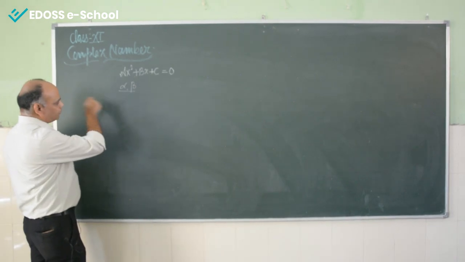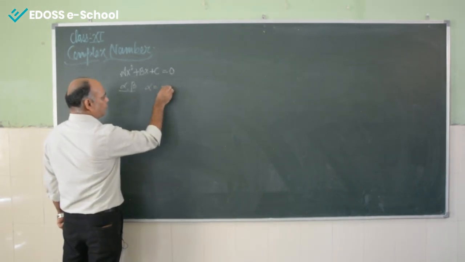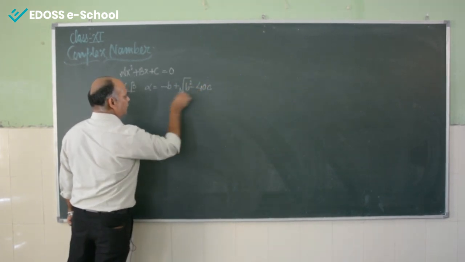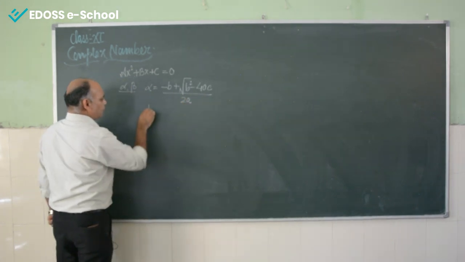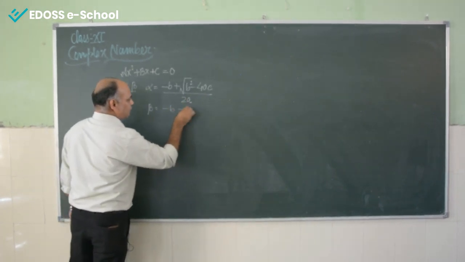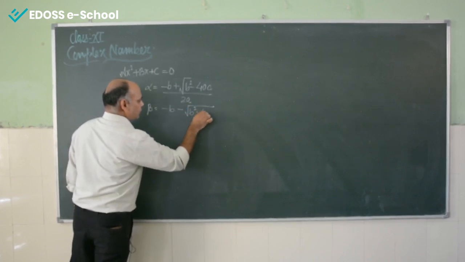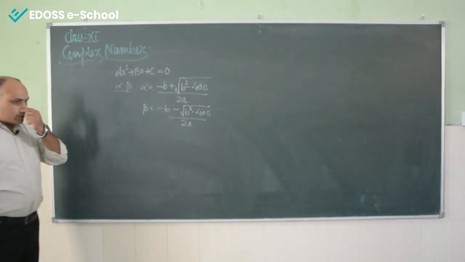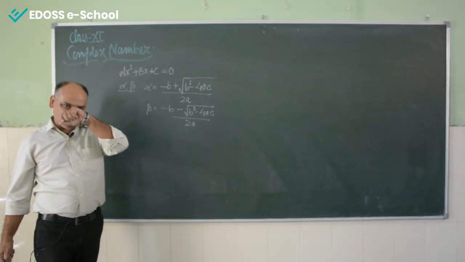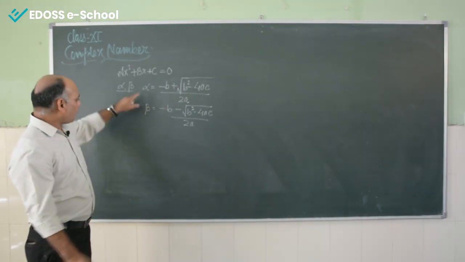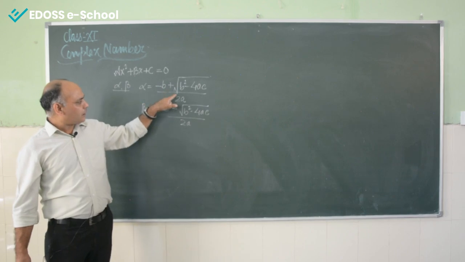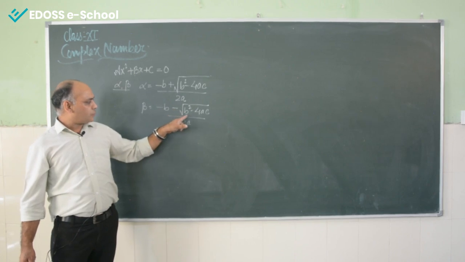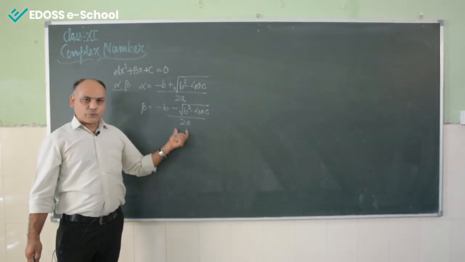For the quadratic formula, alpha is equal to minus b plus under root of b square minus 4ac upon 2a, and beta is equal to minus b minus under root of b square minus 4ac upon 2a. Suppose alpha and beta are the roots. If I am saying root, that means root is a solution.